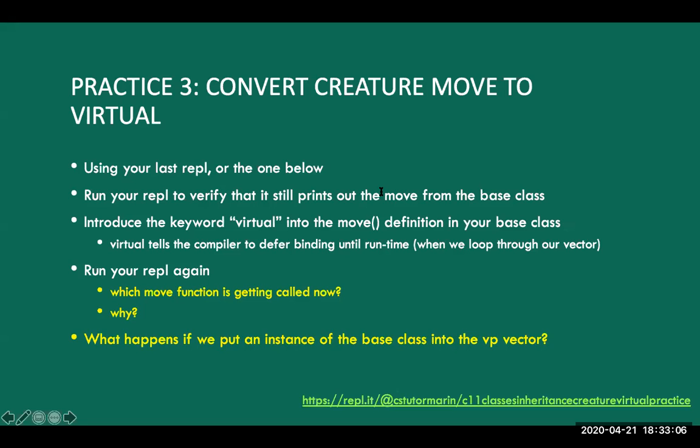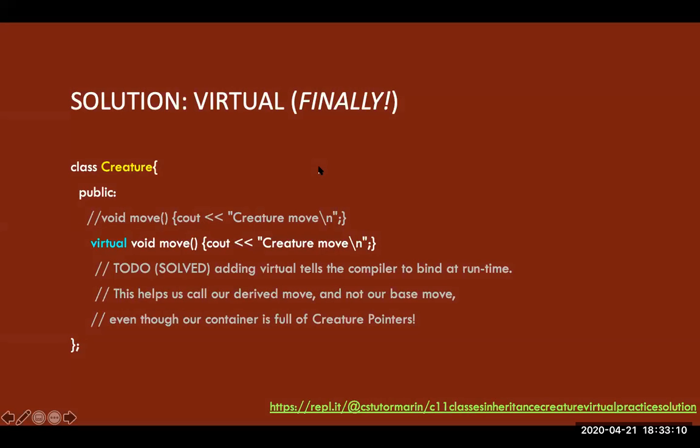Okay. All right, let's take a look at that code. Hopefully I didn't rush anybody on this one. So here's our creature. It's super easy. We just pop the word virtual in front of that method. And that's just a hint to the compiler, again, not to do static binding.